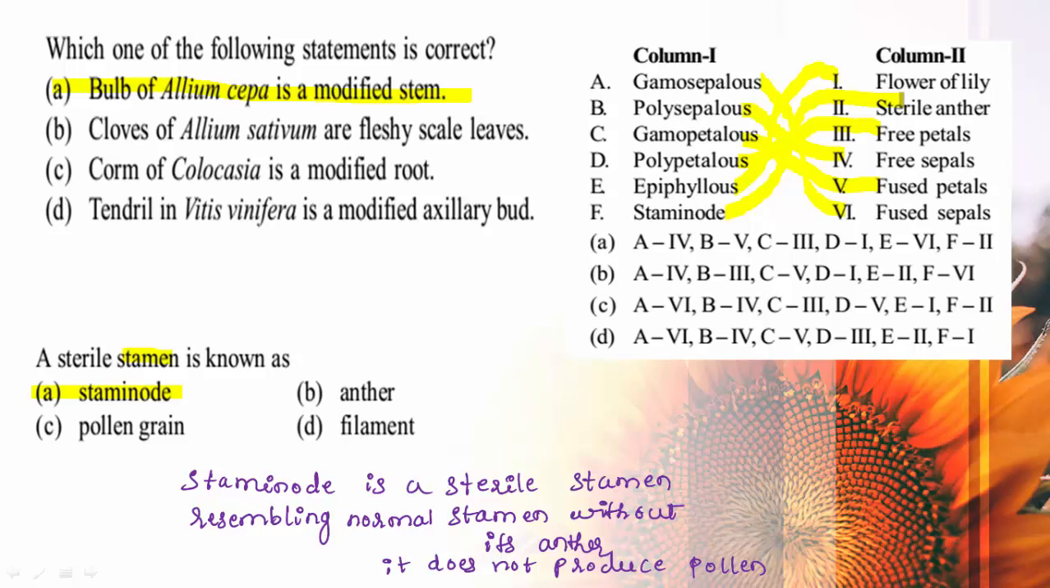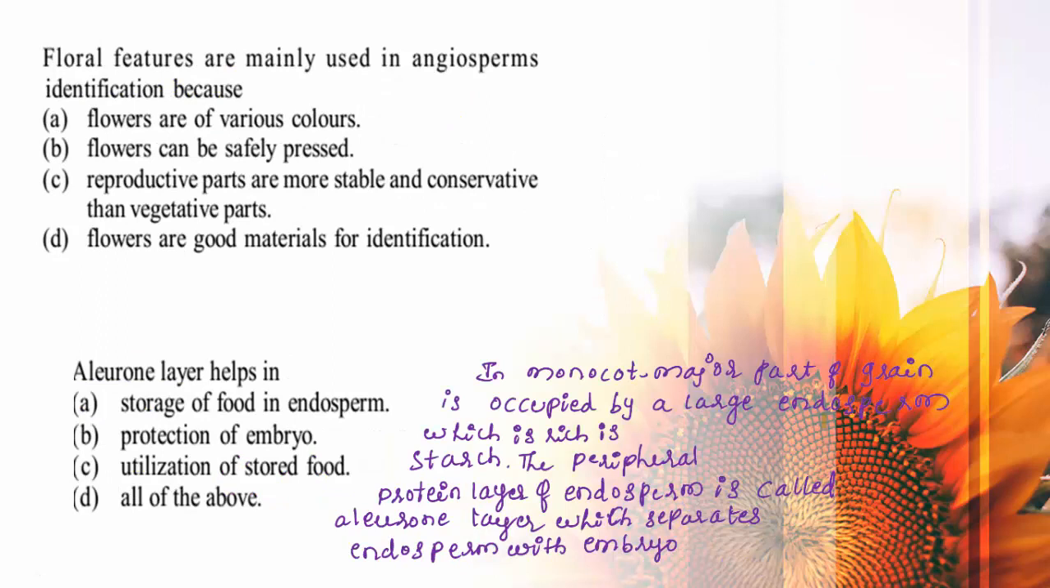So which one is the right answer? For A, it is 6th. For B, it is 4th. For C, it is 3rd. For D, it is 5th. For E, it is 1st. And for F, it is 2nd. Then the right option for the match the followings is option C. So this is the right option. Then moving to next question.